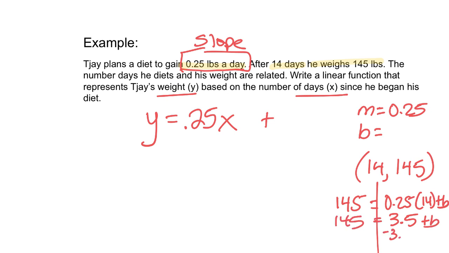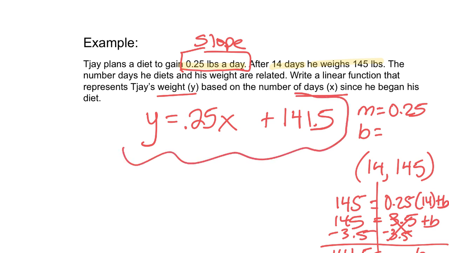And I can subtract 3.5. And so I get a b of 141.5. And that would be my equation.